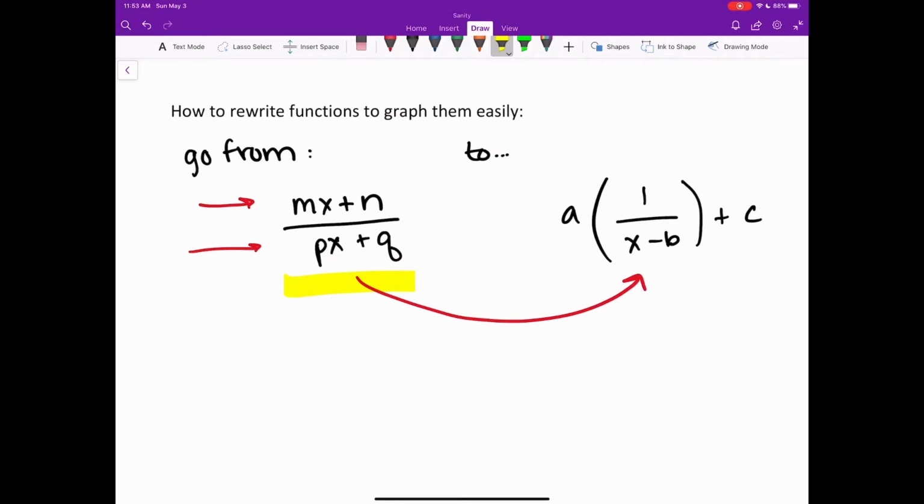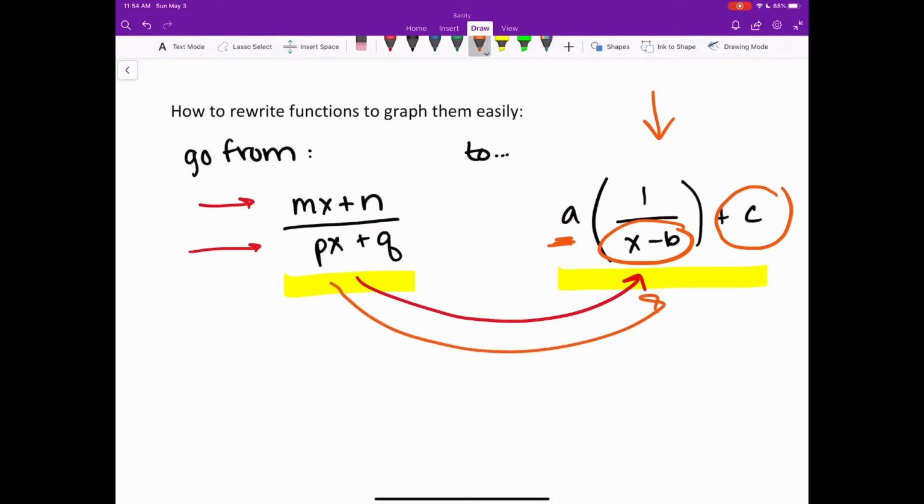But in this form, I can see, oh, okay, here's my vertical asymptote. I set that denominator equal to 0 and solve for x. Over here's my horizontal asymptote, which would be y equals c, whatever's being added or subtracted on the end. I can see some vertical stretches. This form is a lot easier to graph. So how do I go from here to here? Well, woohoo, long division. We're going to bring back long division of polynomials.